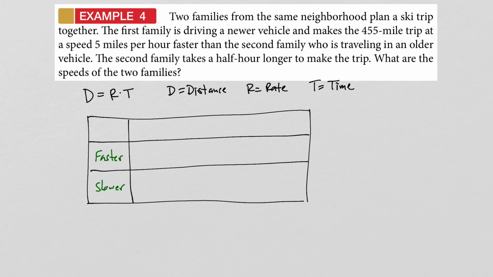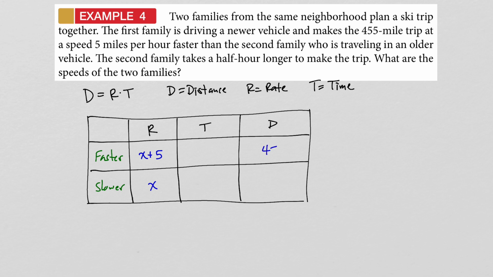All right, now each one of these is going to have a rate, a time, and a distance. Now, the faster family is traveling 5 miles per hour faster, and we are being asked to find the speeds or the rates of both families. So this is where I want to define our variables. I'm going to say the slower family is going x miles per hour, and then the faster family would simply be traveling x plus 5 miles per hour.